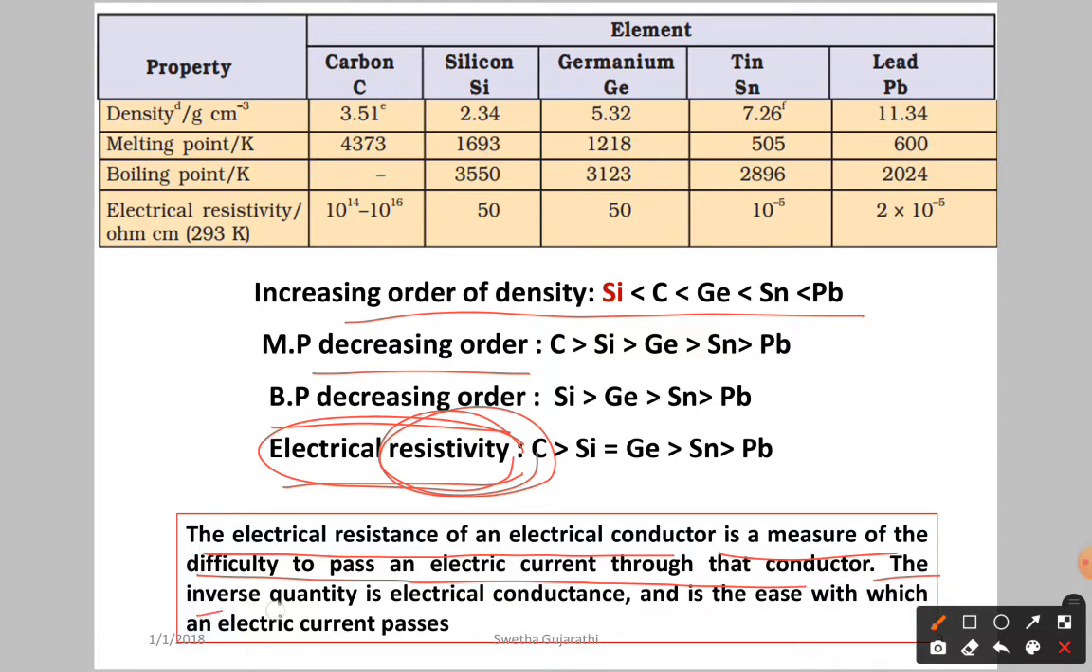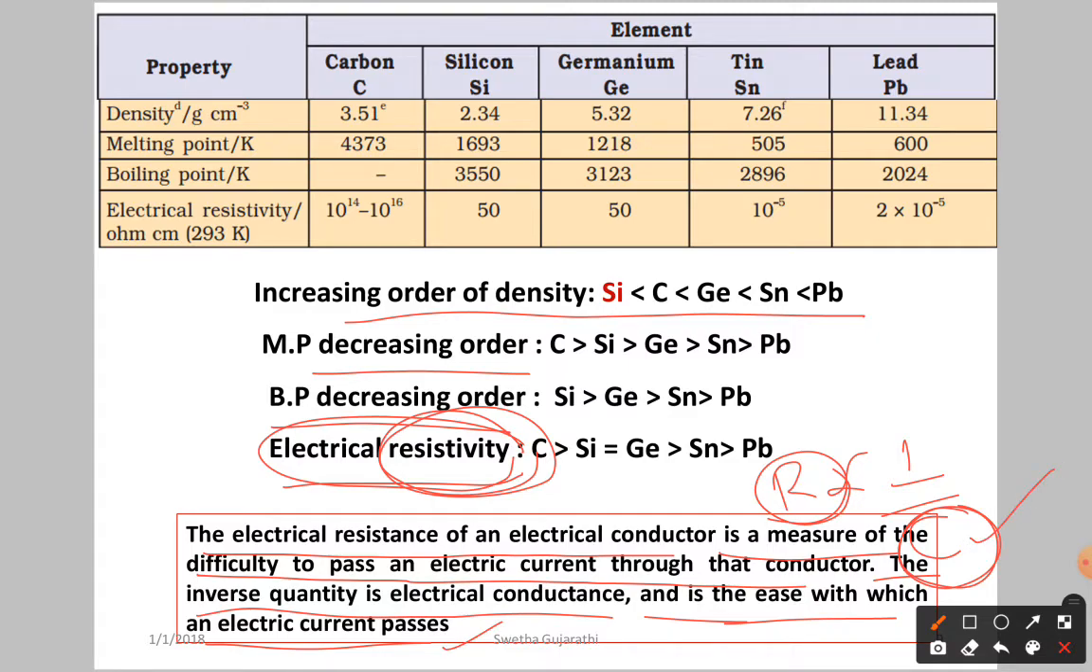The inverse quantity is electrical conductance, so resistivity and conductance are opposite. With conductance the electrons flow easily, but not with resistivity, where it is difficult for the current to pass. Here you can see carbon has the more electrical conductance.